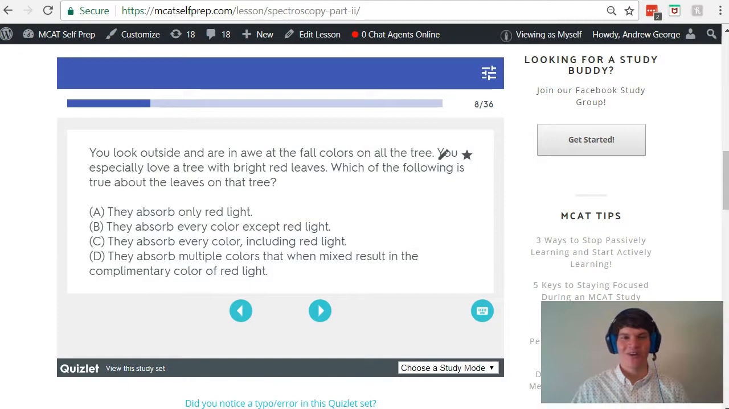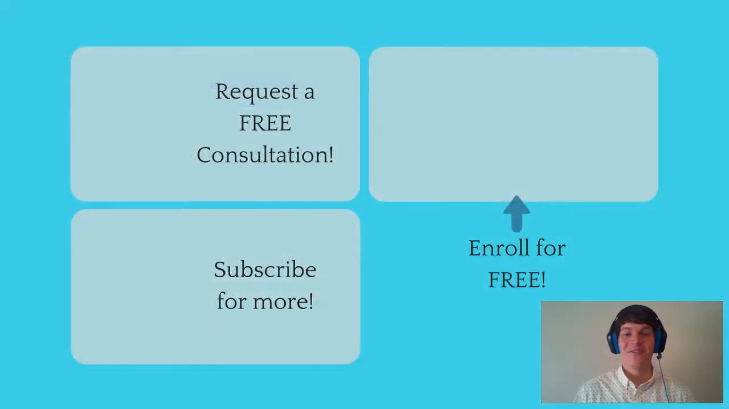So if we take a second look at our question stem here, in this case we're dealing with a red leaf, and so this red leaf will absorb every color except for red light, making answer choice B the correct answer.